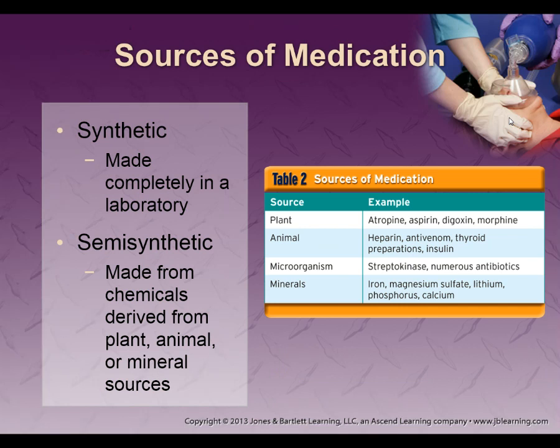Medications generally originated from some type of plant, like atropine, aspirin, digoxin, morphine. Morphine comes from the poppy plant. Atropine comes from foxglove. So those are plants that have been made into specific types of medication that we use every day.